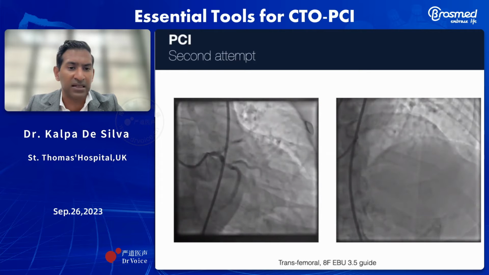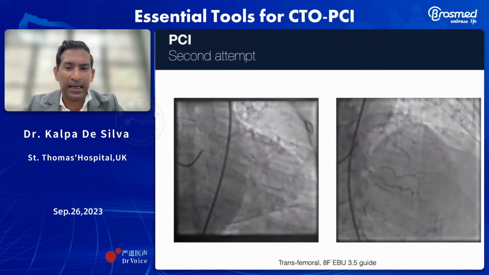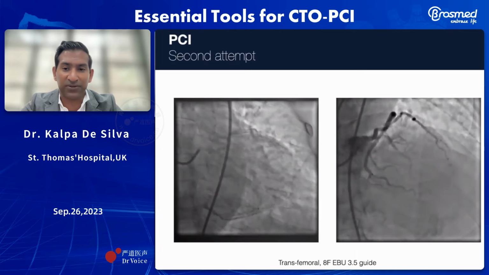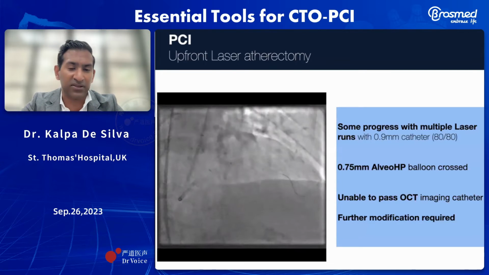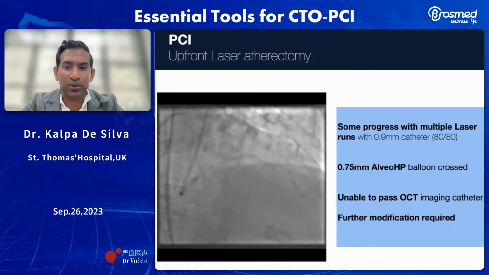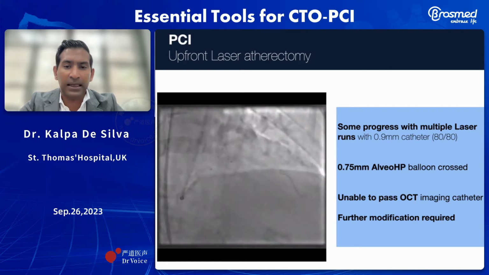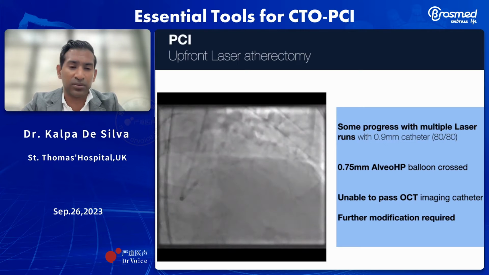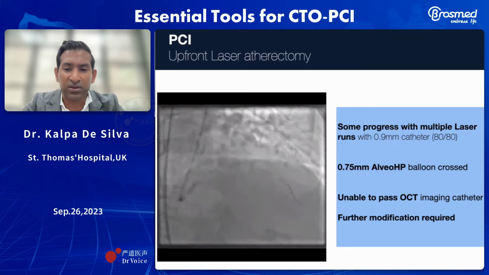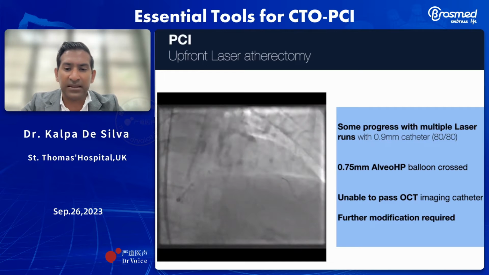So I was involved with the second case. I undertook this via transfemoral 8 French just to increase guiding support, and used laser atherectomy as my upfront tool to allow me to utilize just my workhorse wire and to see if we could modify the lesion without using different wires and switching to rota early on. The laser did progress, required multiple runs on 80-80 setting. I was then able to use the Alveo balloon to cross and further redilate the lesion.